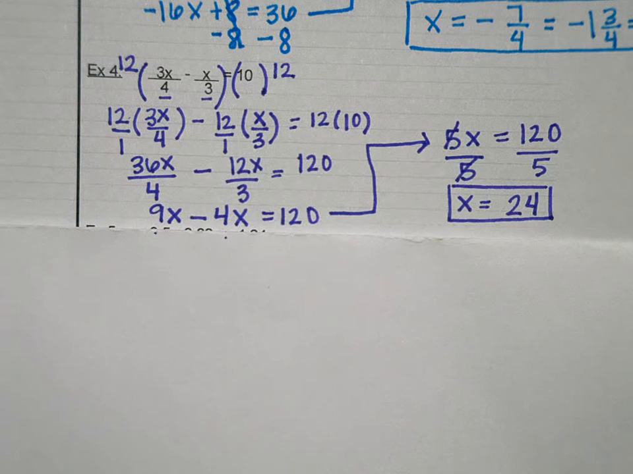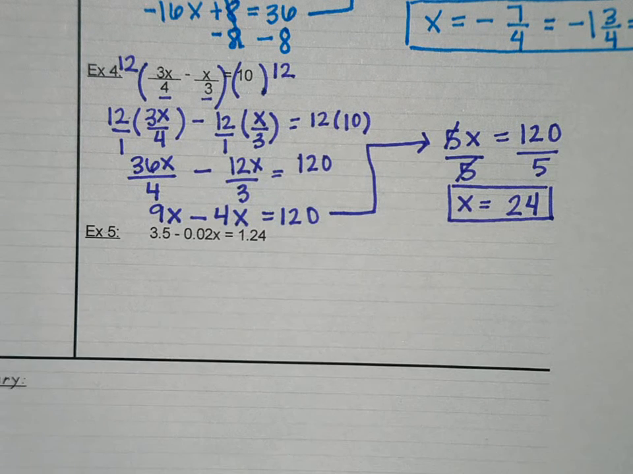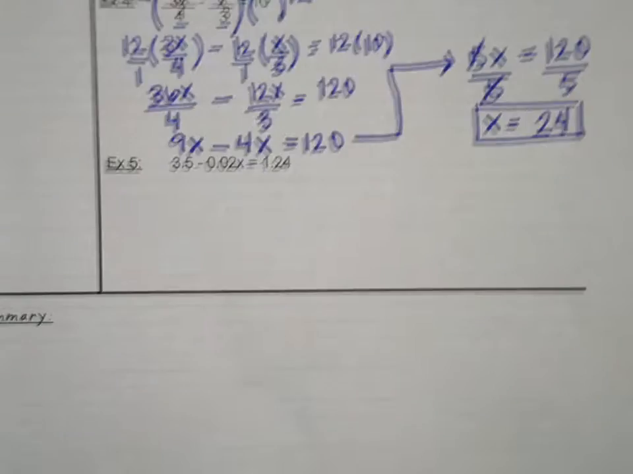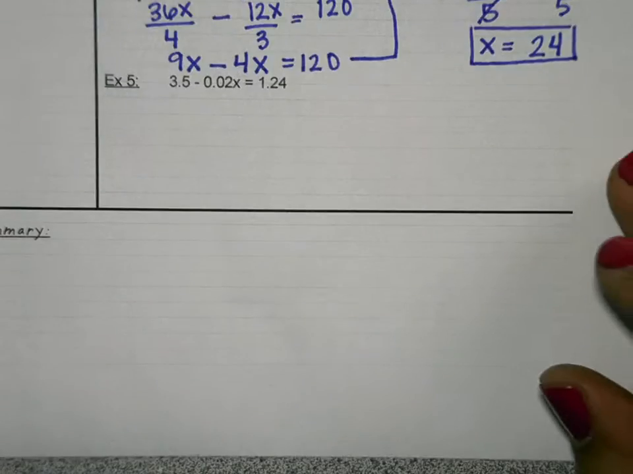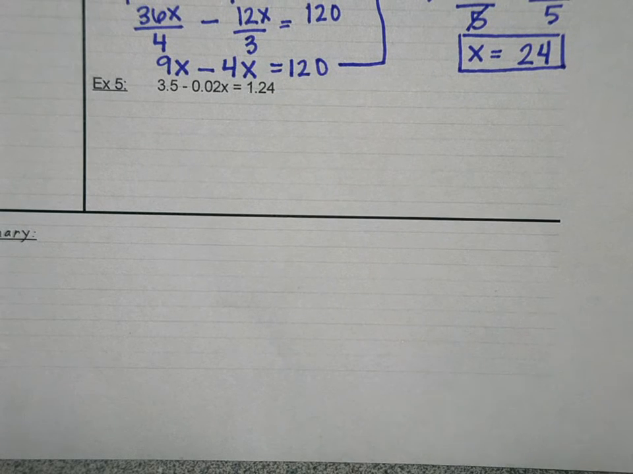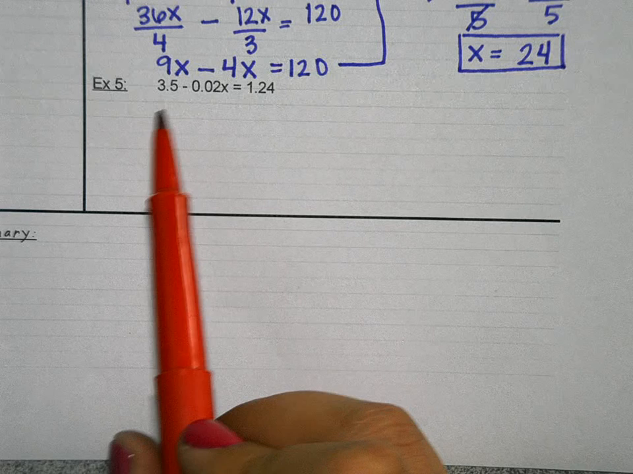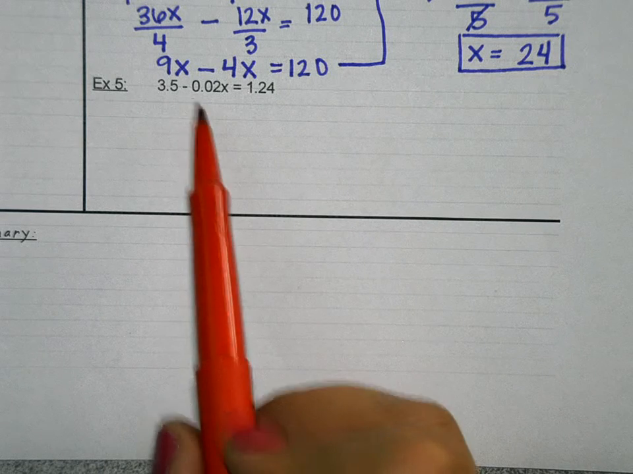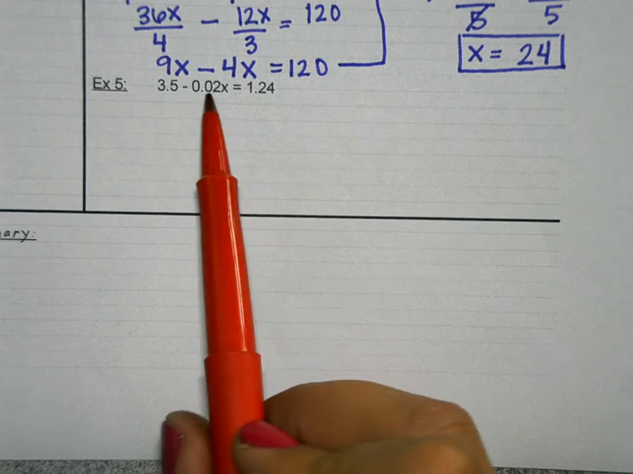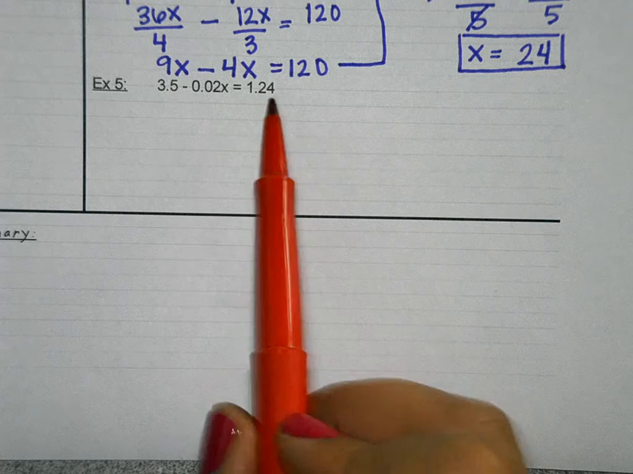Our very last problem has decimals in it. Example 5, 3.5 minus 0.02x equals 1.24.